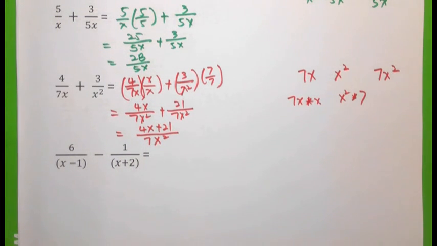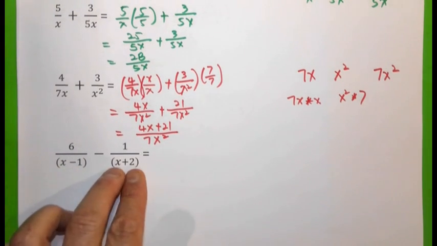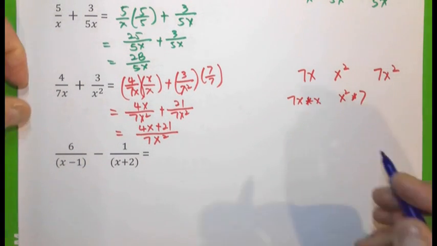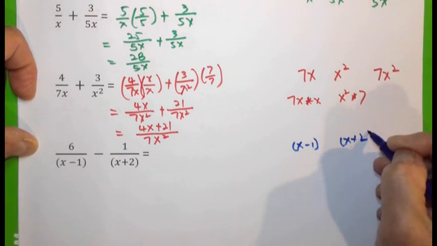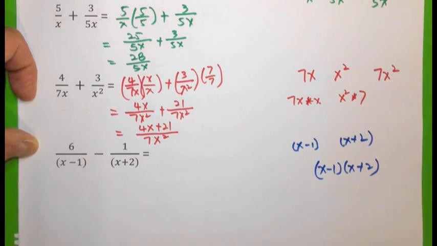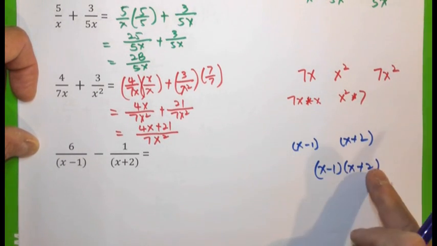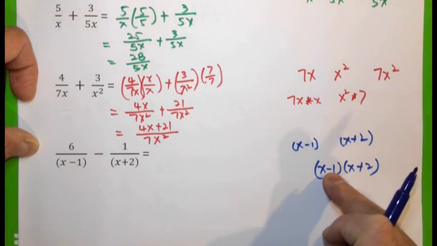Okay, now to another example. This time, you've got x minus 1 as the denominator and x plus 2 as the denominator here. What is the common denominator for x minus 1 and x plus 2? In fact, it is just x minus 1 times x plus 2. So therefore, to get from x minus 1 to that, we multiply it by x plus 2. To get from x plus 2 to that, we multiply by x minus 1.